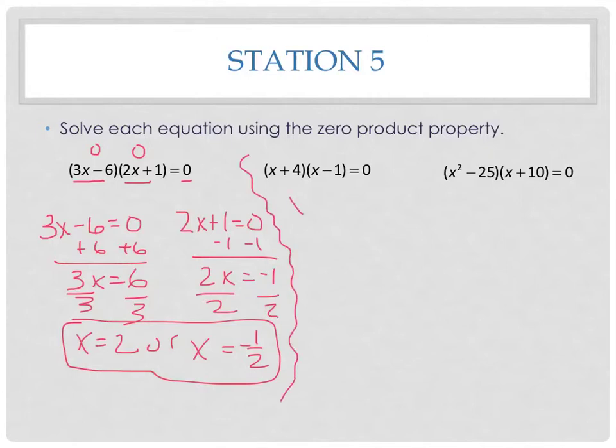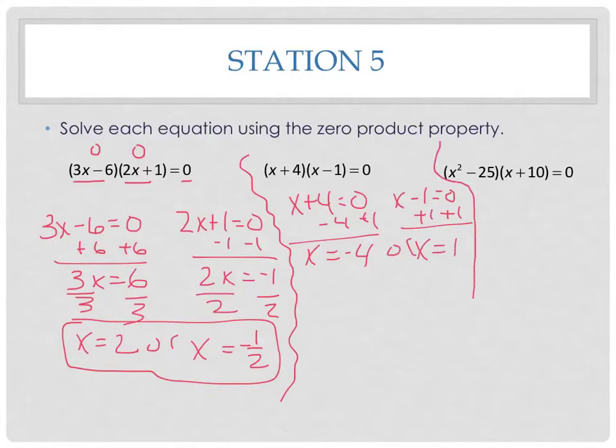So we could say one or the other for that particular example. In the next one, x plus 4 could equal 0, or x minus 1 could equal 0. Subtract 4 from both sides, x would equal negative 4, or add 1 to both sides, x could equal 1. So in that example, x could equal negative 4, or x could equal 1.